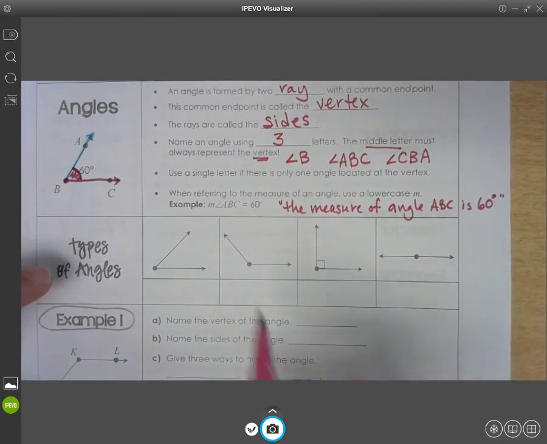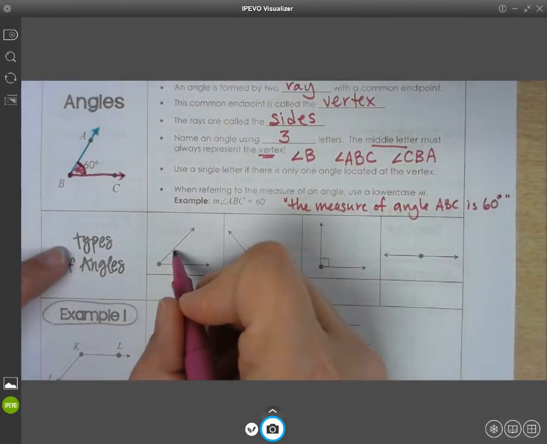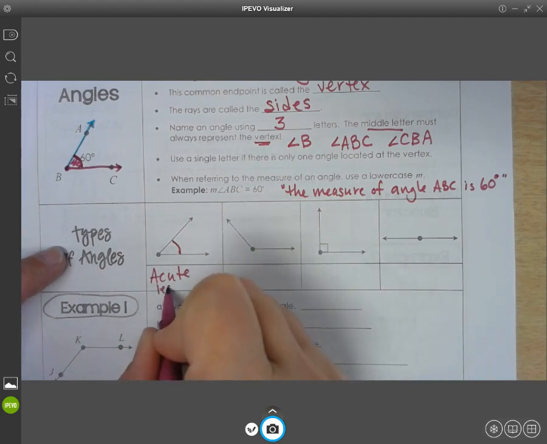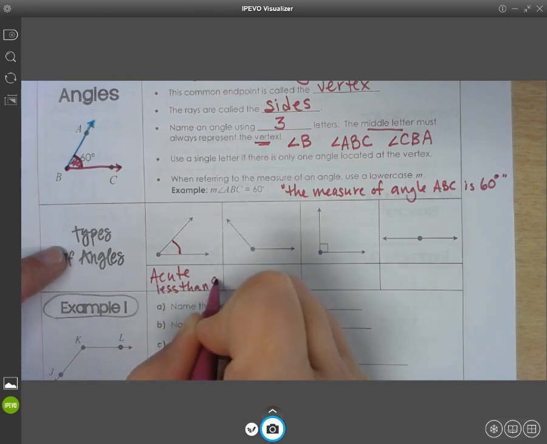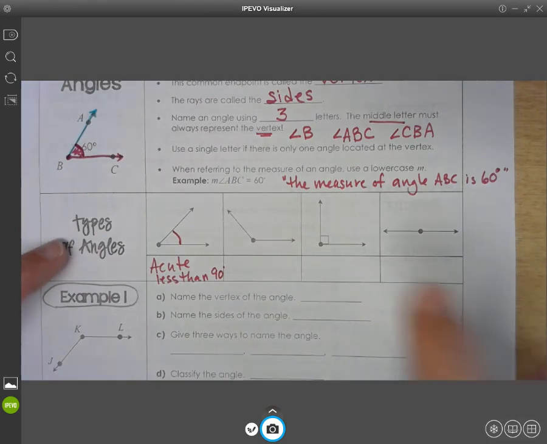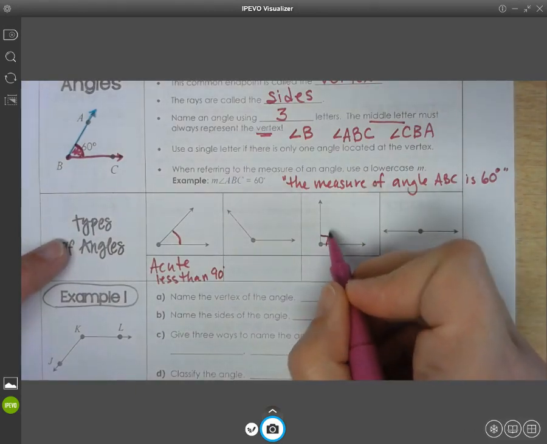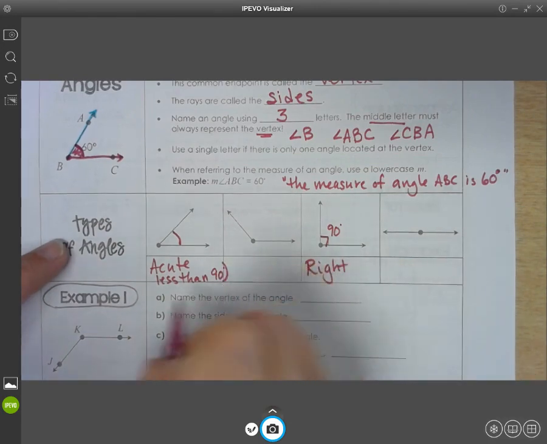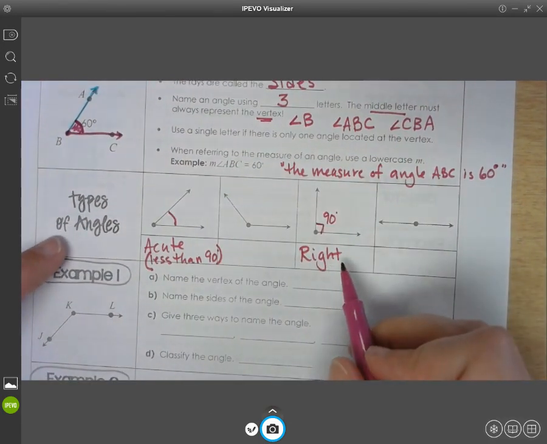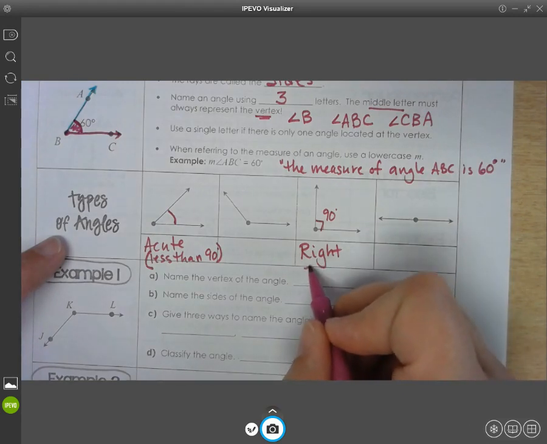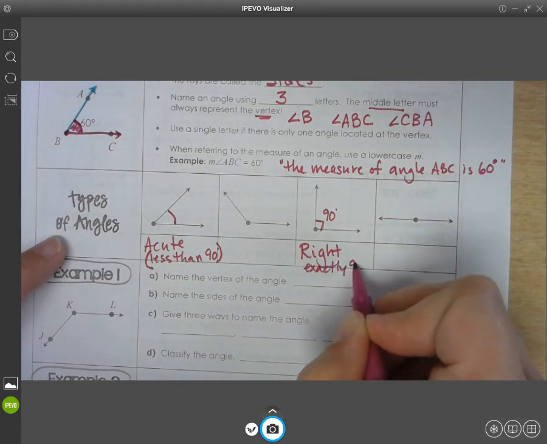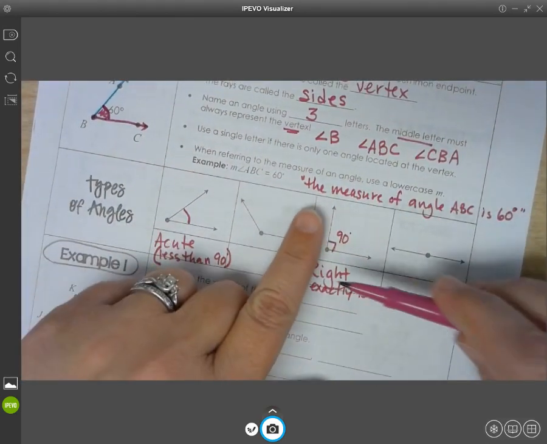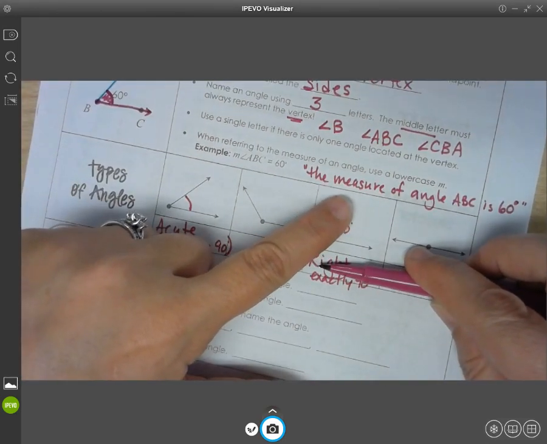Okay, all right, review types of angles. This angle is an acute angle because it is less than 90 degrees. This one is exactly 90 degrees. We call that a right angle. I'll put this in parentheses. A right angle because it is exactly 90 degrees. So anything smaller than this, so this is our right angle, anything smaller than this is acute.